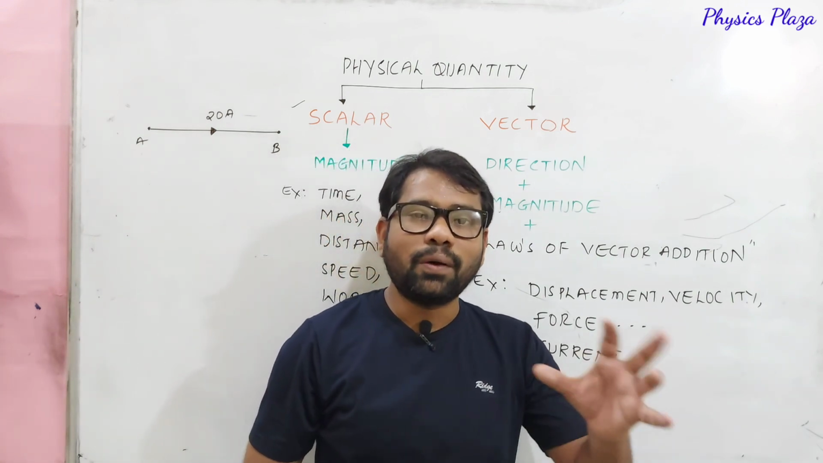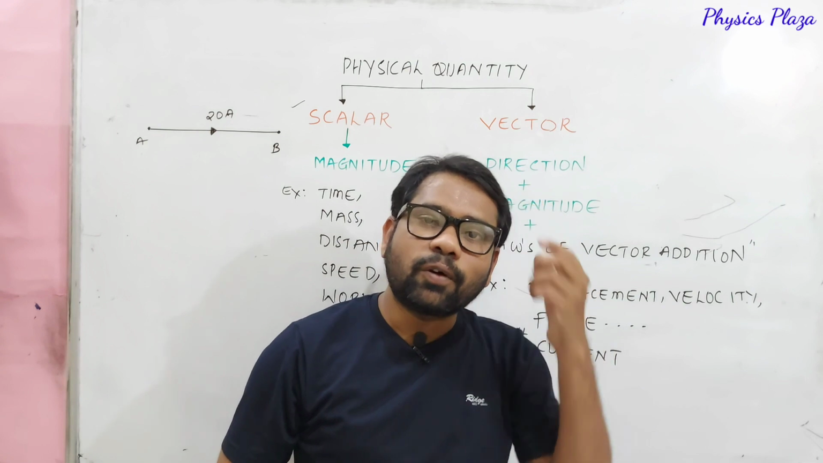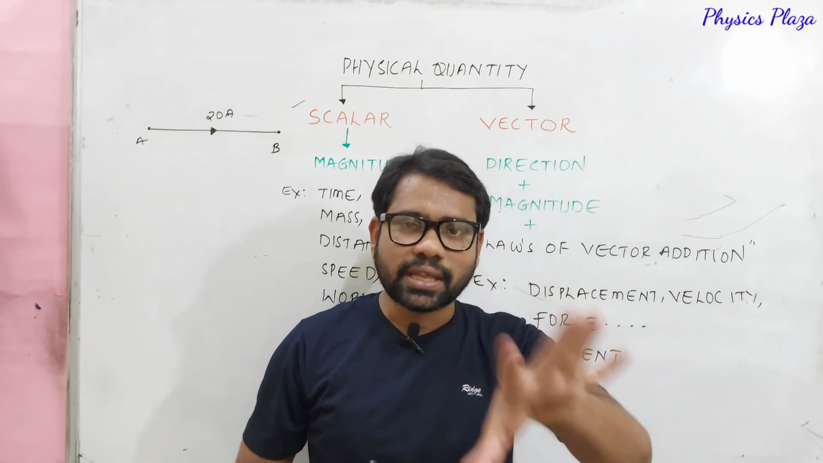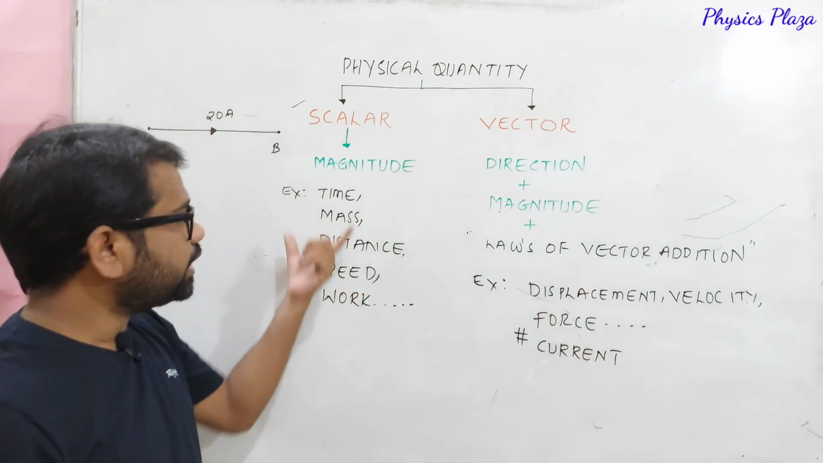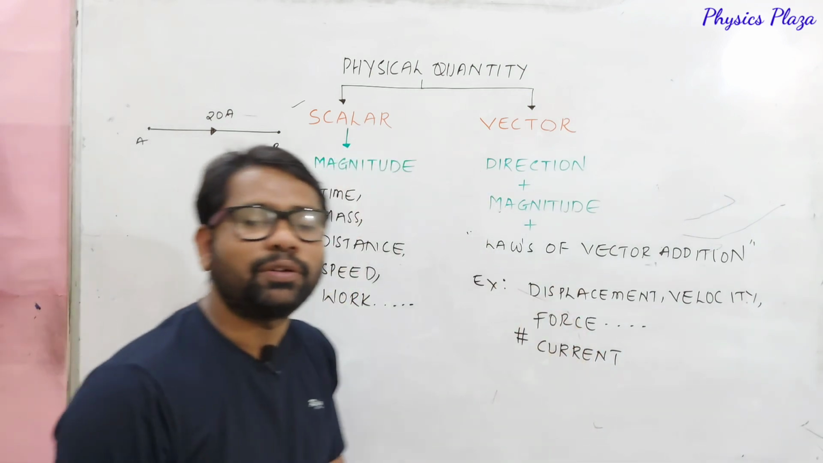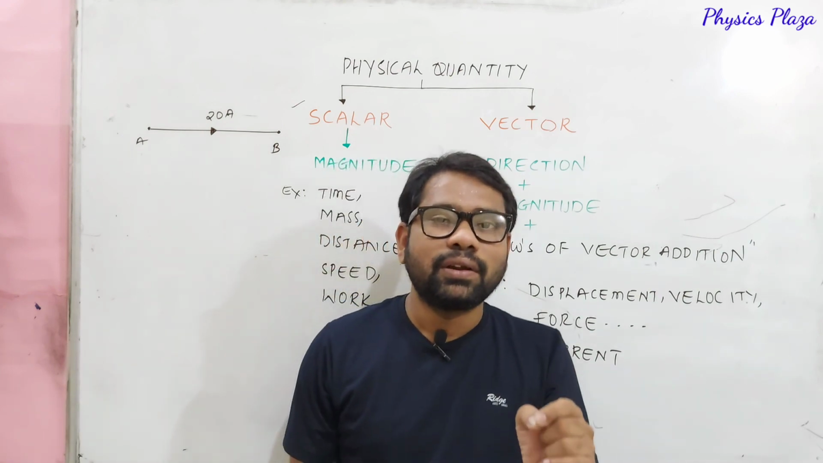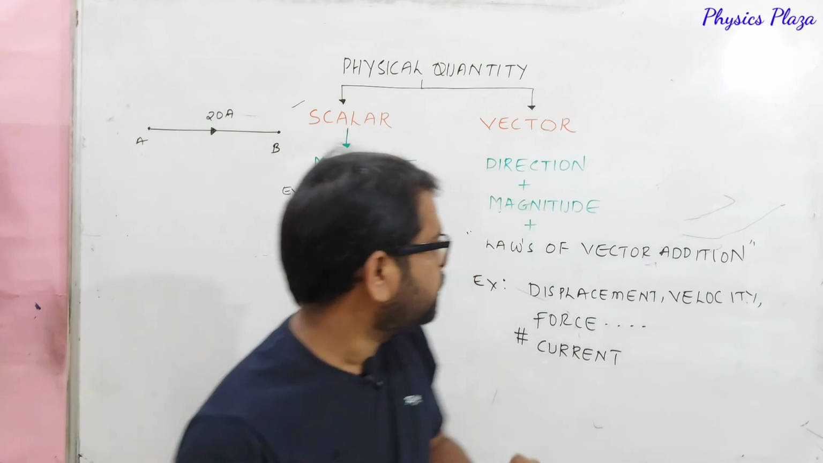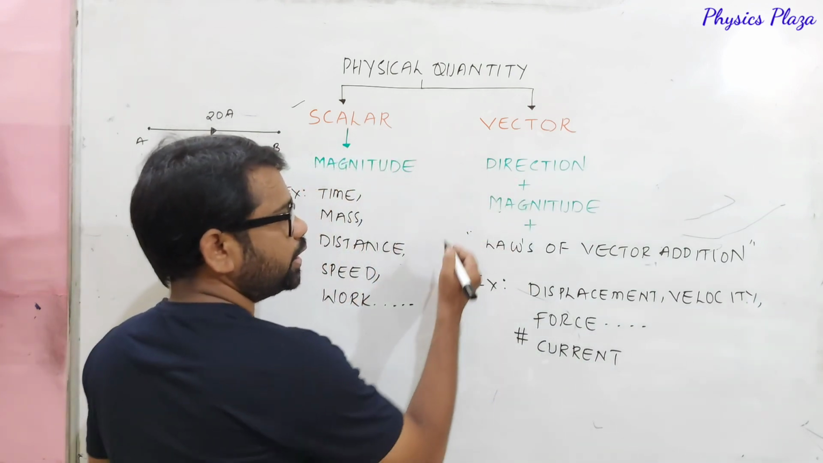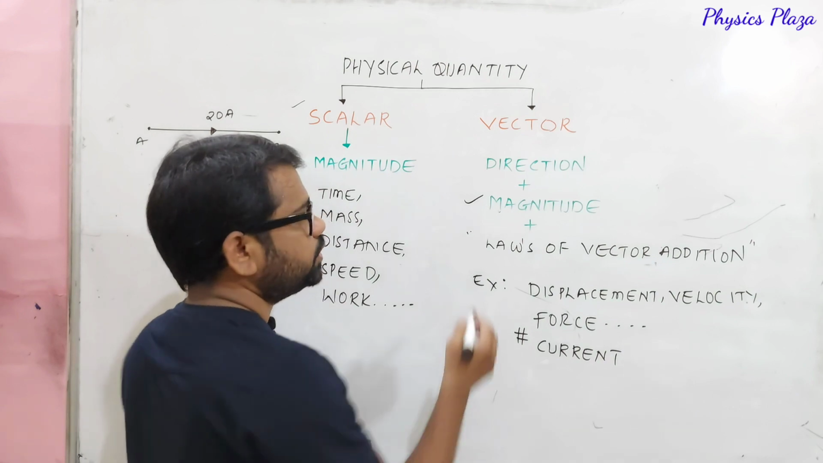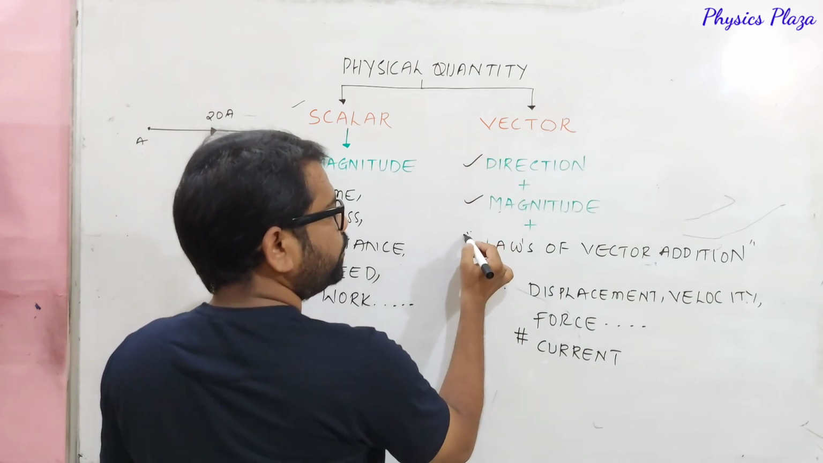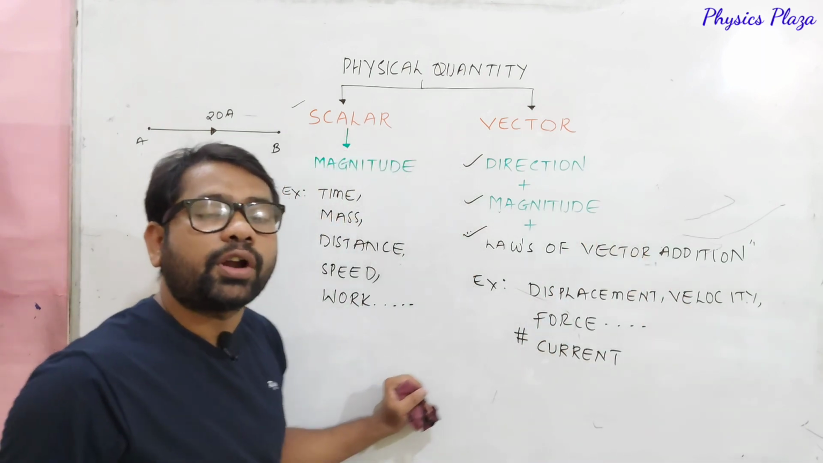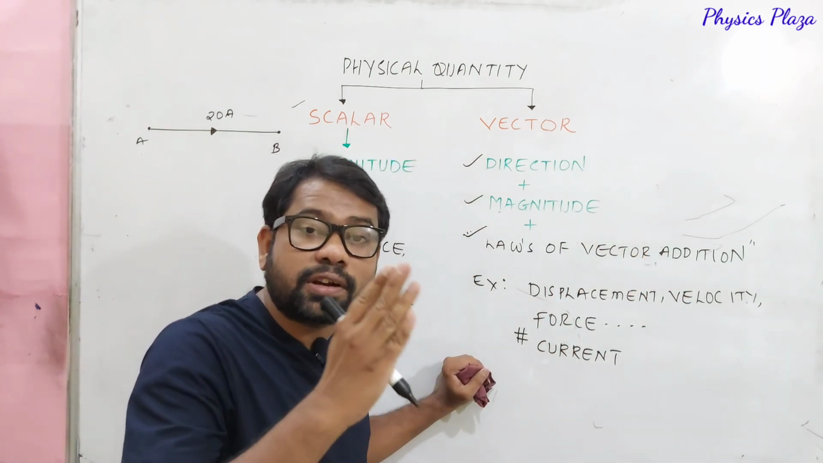Now, in order to check whether a physical quantity is a scalar or vector: to decide whether it is scalar, you can check if direction is not there, then it comes under the scalar family only. But in order to decide whether a given quantity is a vector, we have to check these three things. It should have a magnitude, of course. It should have a direction, yes. Along with that, it should obey the laws of vector addition. Such type of quantities only we can call vector quantities.